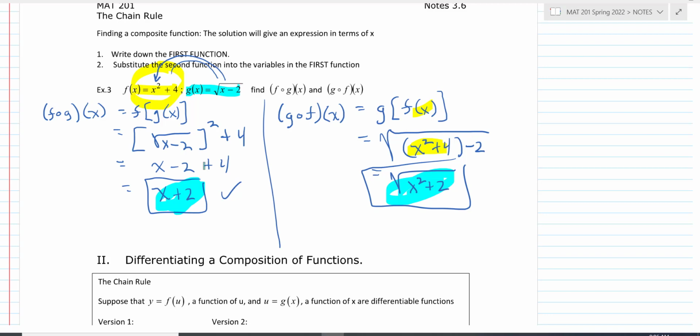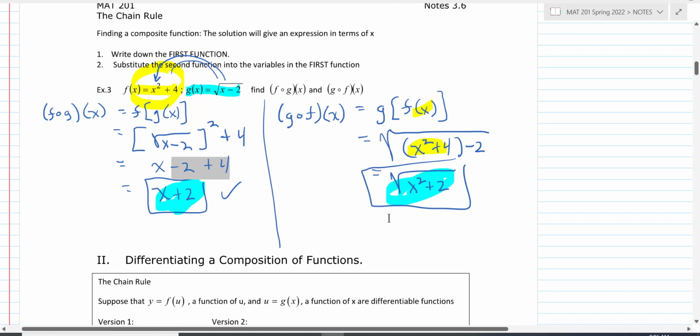All right, so that'll end the first part of the video. That was just a quick review of composition of functions. That will help you to understand the chain rule, hopefully.